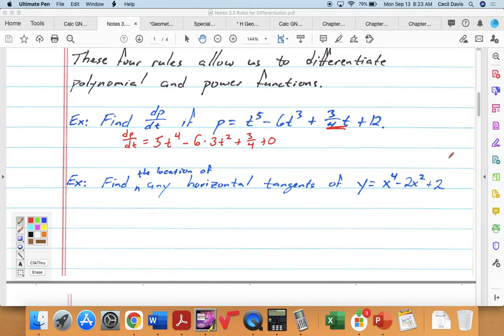And the one thing that students sometimes have difficulty keeping separate when they first start learning this is there's a constant rule and a constant multiple rule. Two very different rules. The derivative of a constant is 0. If you have a constant multiplied times something, you keep that constant and take the derivative of what comes after it. All right, so then cleaning this up a little bit, this is 5t to the 4th minus 18t squared plus 3/4.